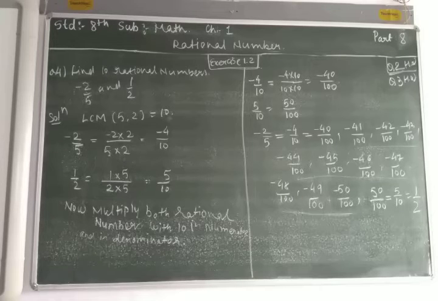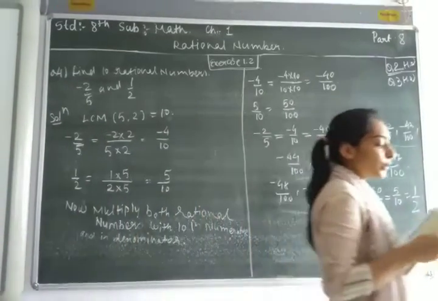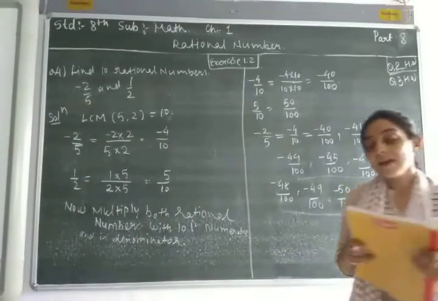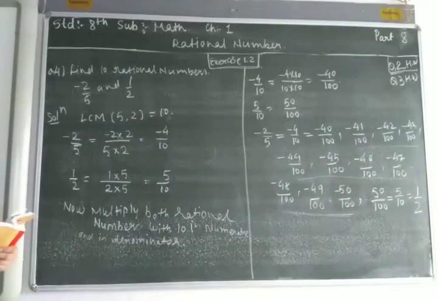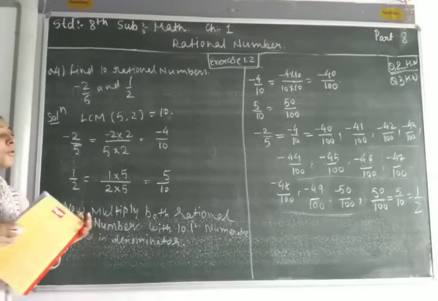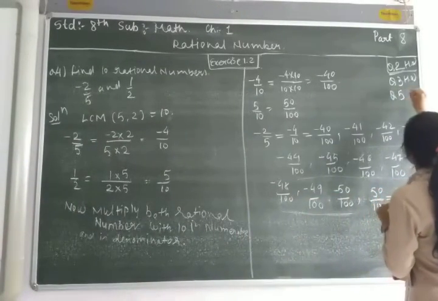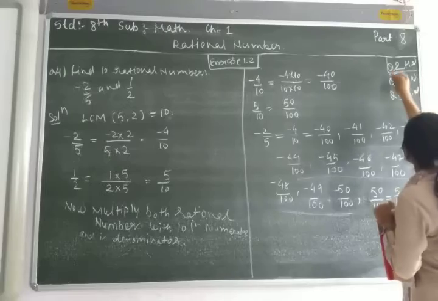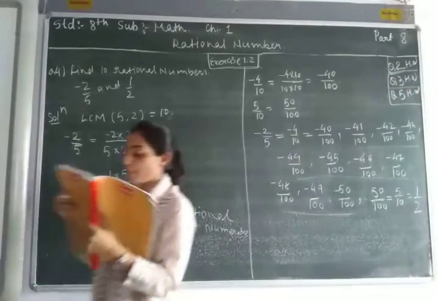Now move towards the next question. Find 5 rational numbers between 2 by 3 and 4 by 5. Again, it's a very easy question. So question number 5 is also in your homework. You need to practice this one.